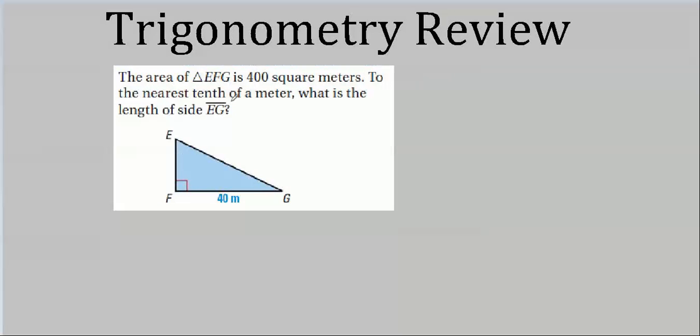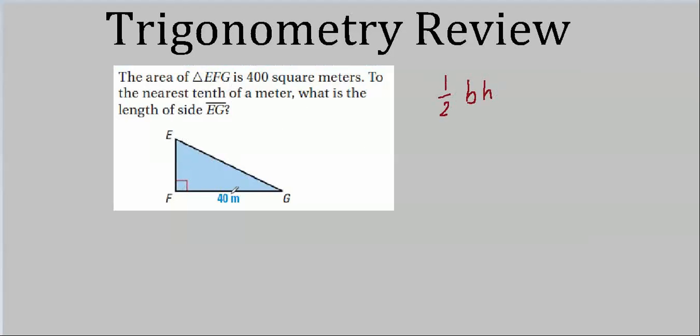Well, now for this one, they gave us the area, which we know is 1/2 BH, where h is the altitude. And in this case, EF would be the altitude. It's a perpendicular line to this vertex here. What we want is this length, which is the hypotenuse.